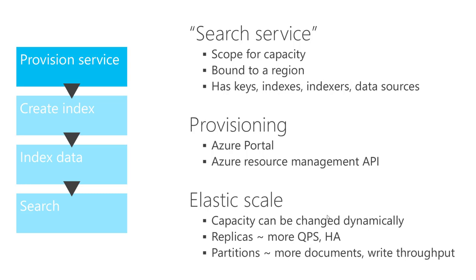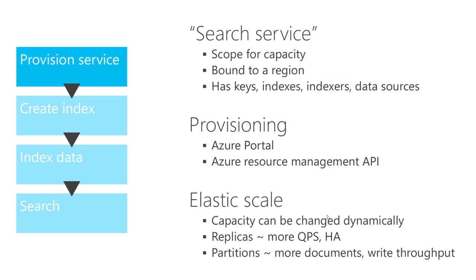First of all, you provision an Azure Cognitive Search service from either the portal, or there is also a resource management API. When you create this service, you can scope capacity, you can bound it to a region, and you can also create keys, indexes, indexers, and data sources. More about it in the next slides.